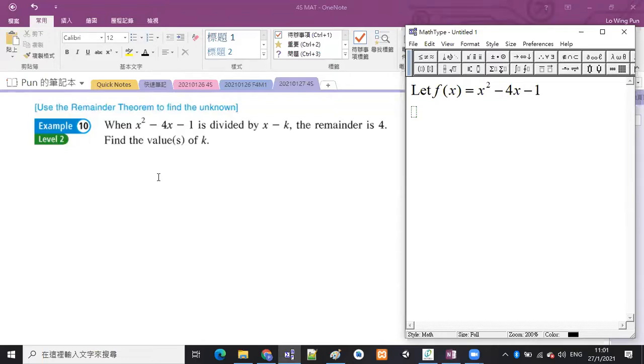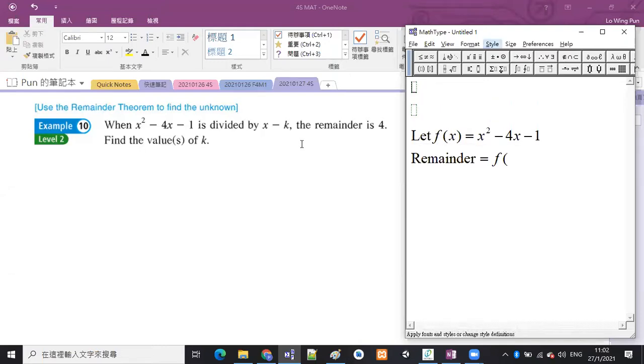Now we have the information about the remainder. It is given that the remainder is equal to 4, right? Although the question is not asking you to find the remainder, it is given that the remainder is 4, and we do not care about the quotient. So we are going to use the remainder theorem. Our remainder is calculated by f of a number. F of what number? This time it is divided by x minus k, right?